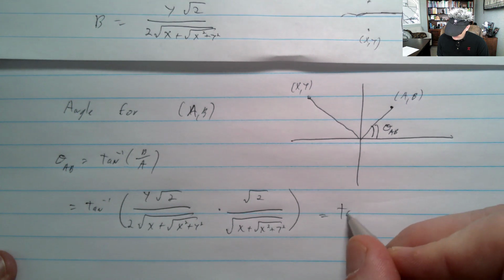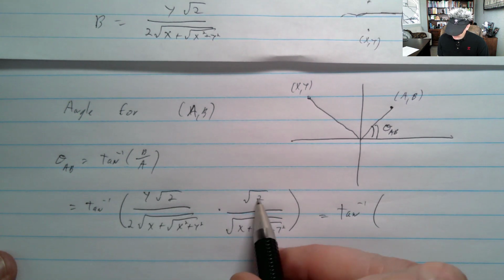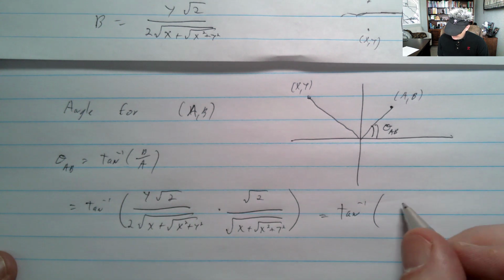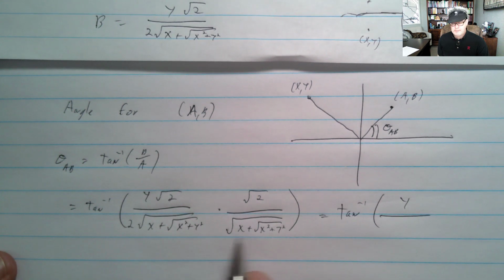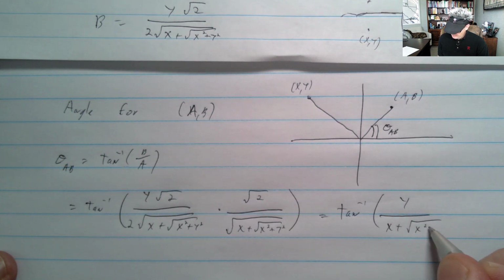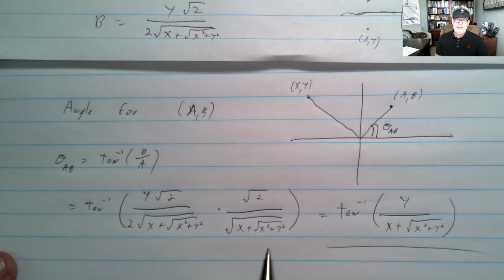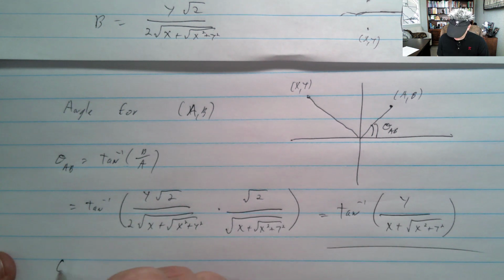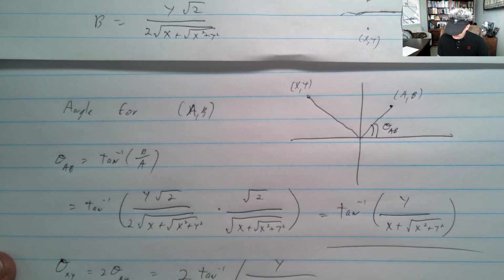So this will just end up being arctan. Root 2 times root 2 is 2, which will cancel that 2. So y, and then these are identical, so they'll multiply together and just give me x plus the square root of x squared plus y squared. So that's the angle to AB, and then the angle to XY, theta for XY, will just be twice the angle to AB. So 2 arctan y divided by x plus square root of x squared plus y squared.